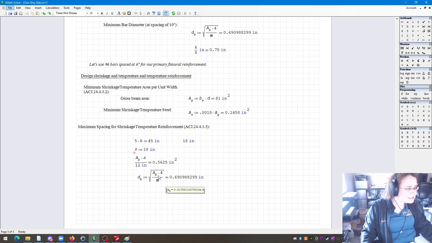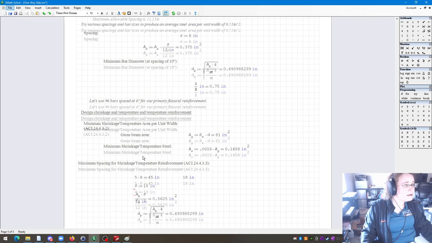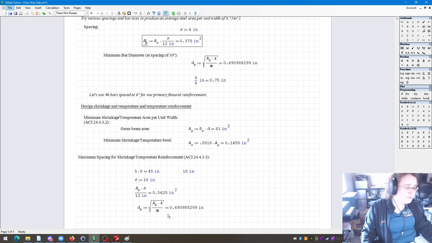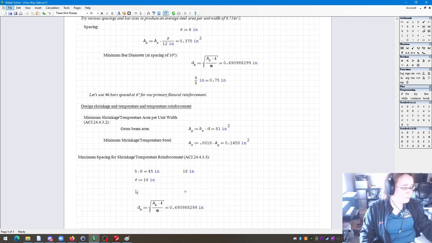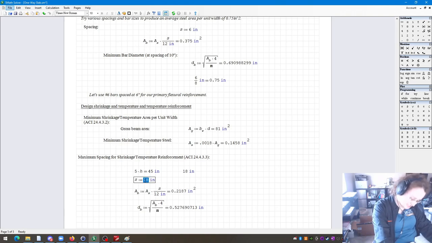Oh, it is not adjusting. Oh, I need to actually. Oh, and okay, I wondered why that was the same number. Well, it turns out I didn't have this defined properly. So 18 inches, and even this is still a relatively large bar size. So what happens if I knock this down to 12 inches?